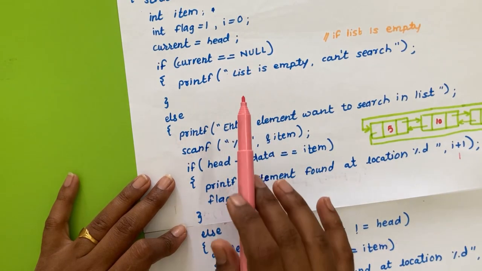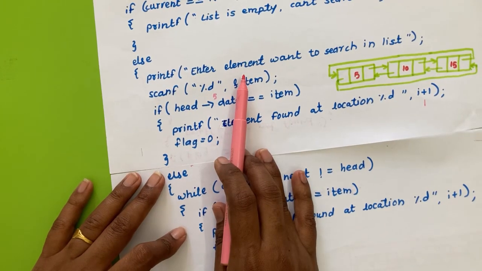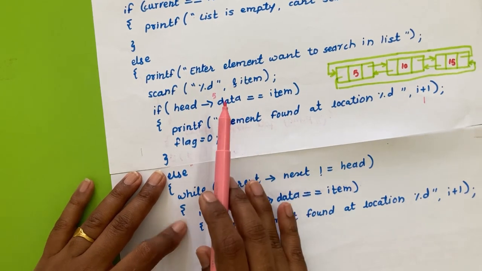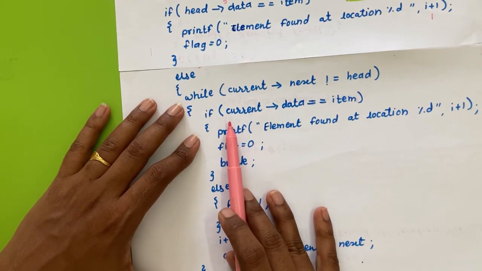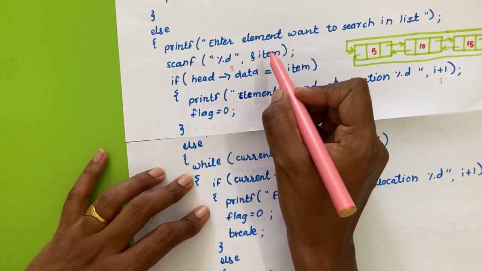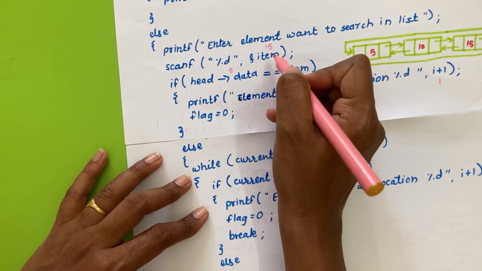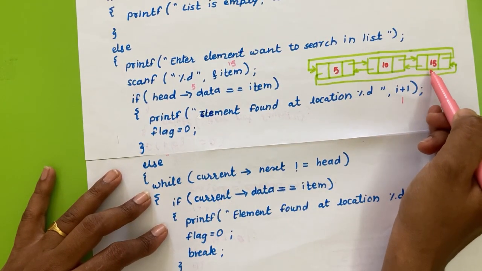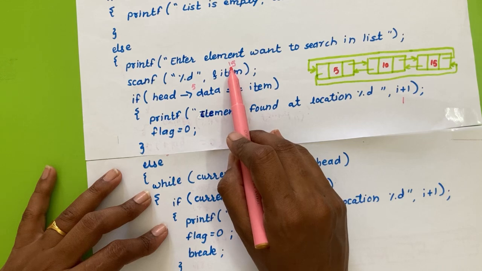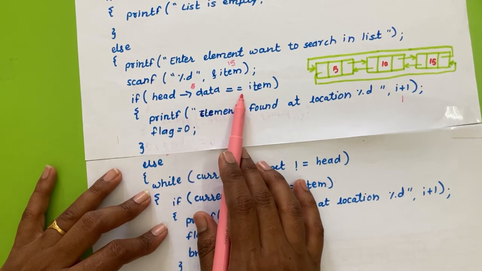But if we don't have the element present at the head of the linked list, then what can we do? We have to go for the next else part. Suppose we want to search an element, and suppose that element is 15. So instead of 5, here we will take the value of item as 15. So the user has entered the value 15. Now, head data is equal to item?